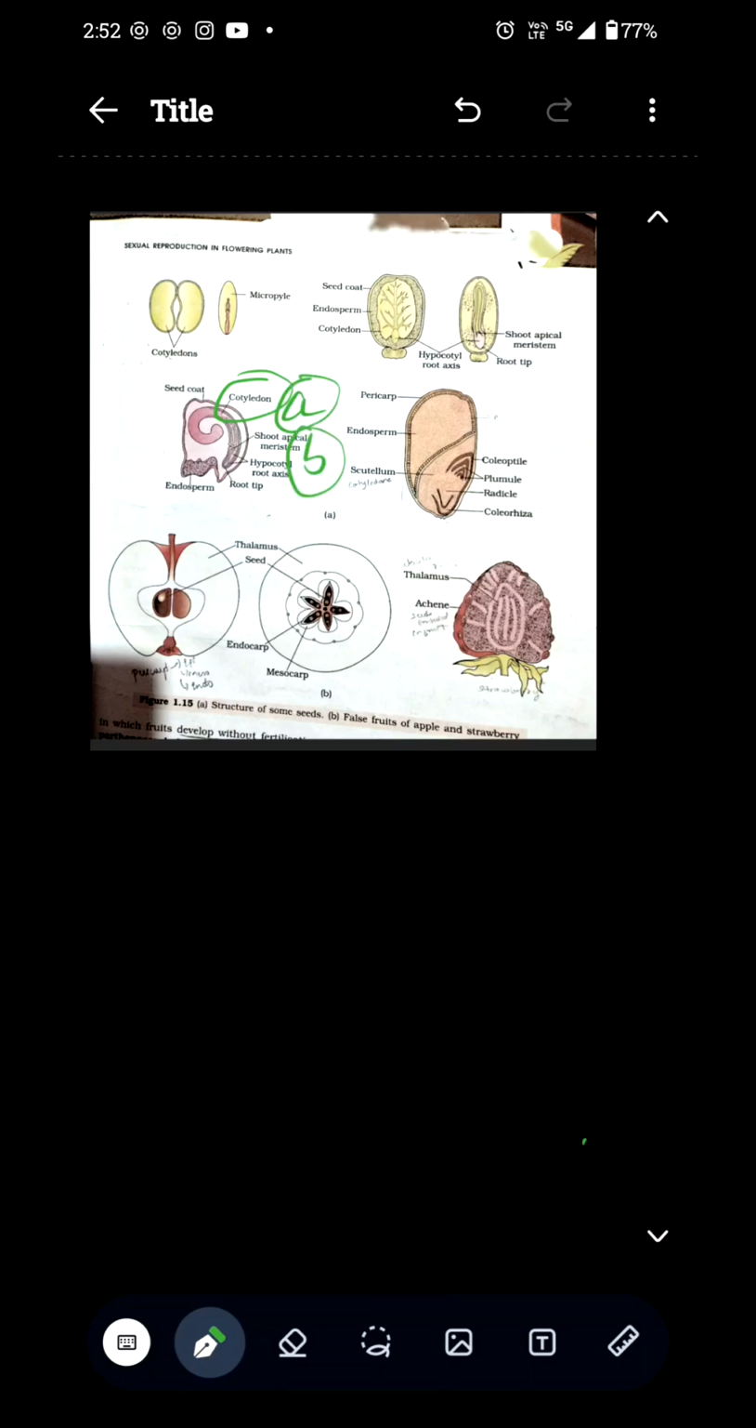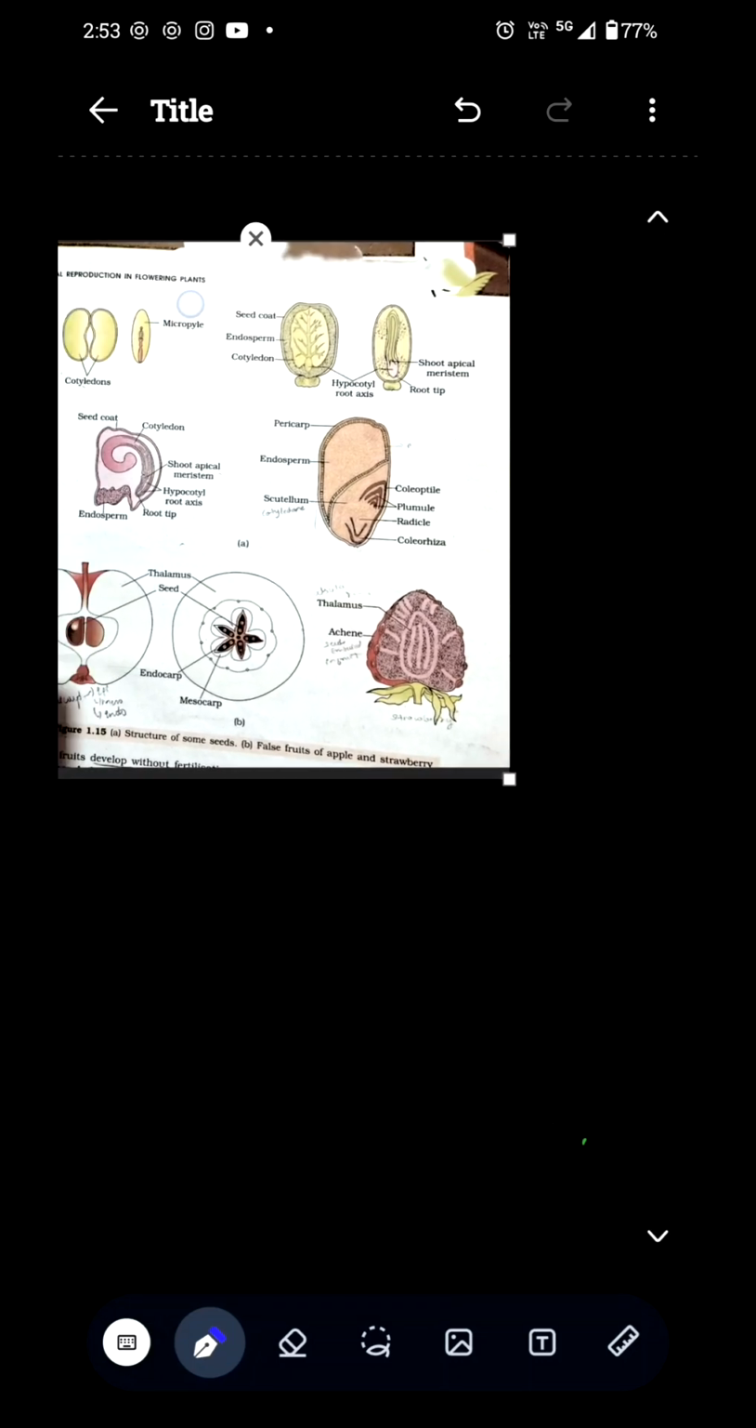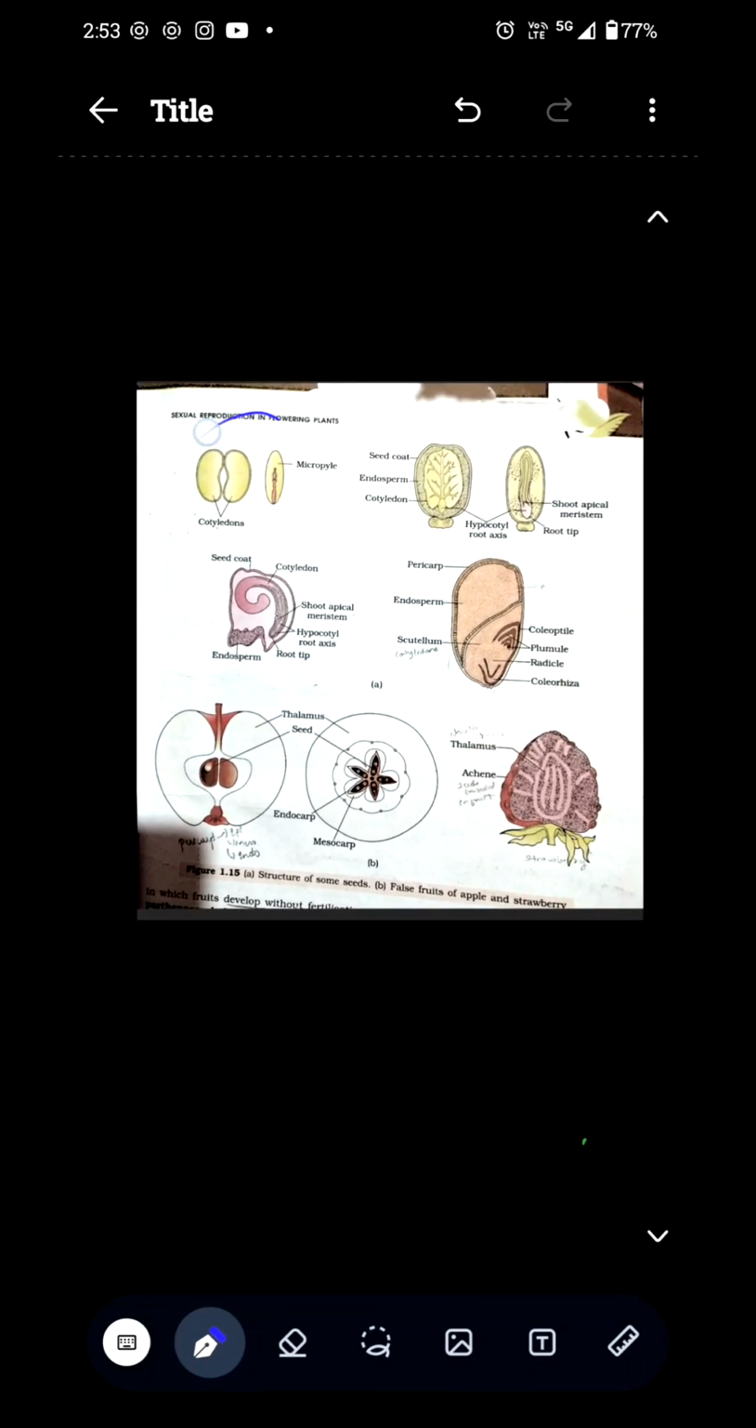For example, they will give you A, they will give you B, and it will be given in the form of match the following, like what is A, what is B. That is very important in this particular diagram part. So I will explain each and every diagram here. First let us go to the first diagram.